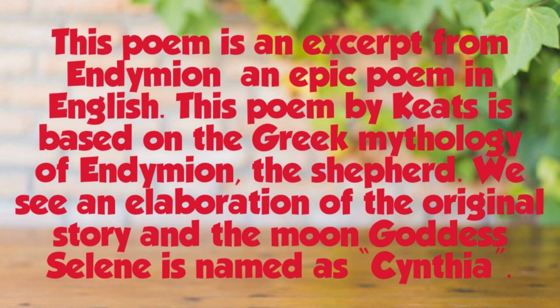Coming to the background of the poem, this poem is an excerpt, it is a part from Endymion, which is an epic poem in English. This poem by Keats is based on a Greek mythology of Endymion, who is a shepherd. We see an elaboration of the original story, and the moon goddess Selene is named as Cynthia in this poem.